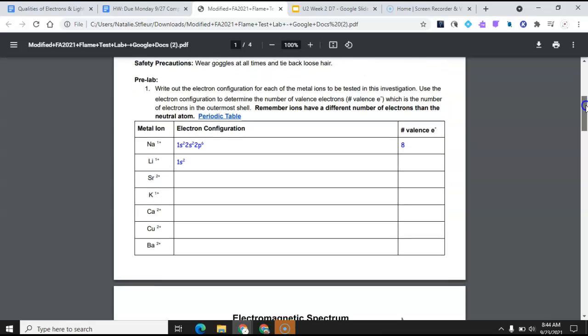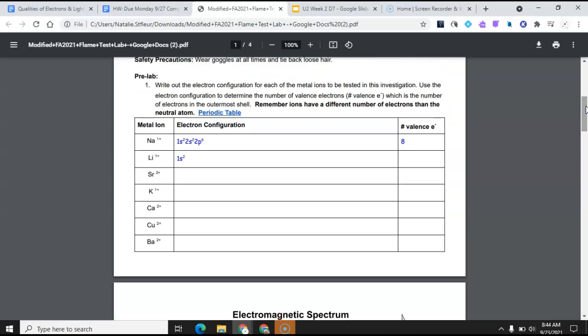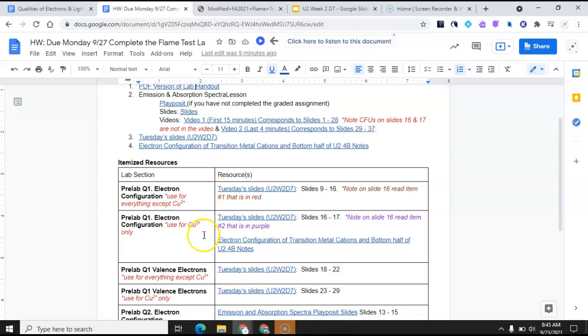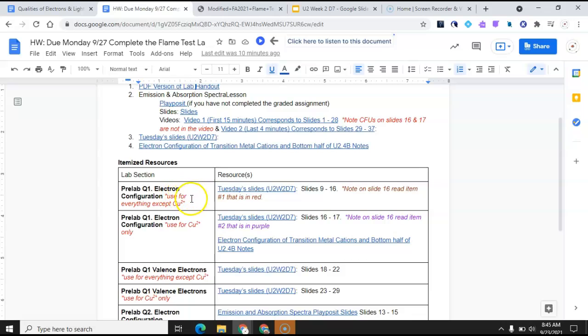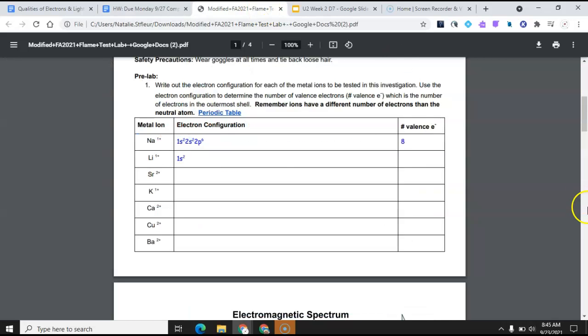All right, let's look at the parts of the lab. So we have our pre-lab question 1, where you're writing the electron configuration and the number of valence electrons. That's pretty self-explanatory. Again, if you get stuck, you can look at the resources here. Just note that for that pre-lab question, copper 2+ is a transition metal, so there will be separate resources for the copper 2+ electron configuration and valence electrons, but for the rest of them, you're using the same resource. So it's noted here, it says used for everything except copper, and then here it says use this resource for copper 2+ only. So just keep that in mind.